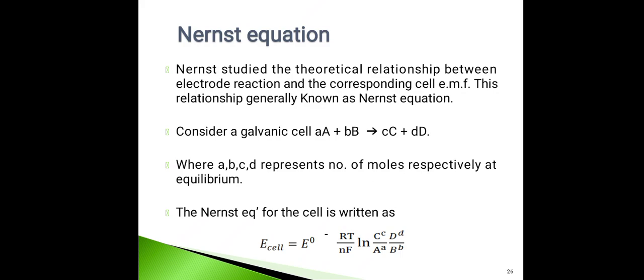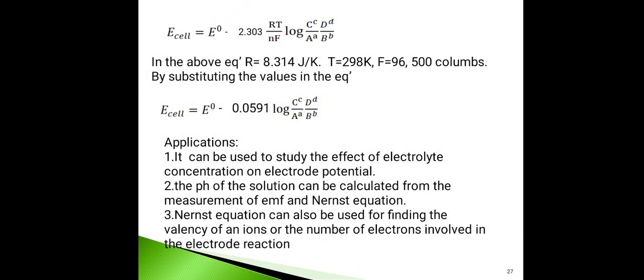Then we will finally get the modified equation: E cell equals E naught minus 0.0592 divided by n log of the concentration of the products, C to the power c and D to the power d, divided by the concentration of the reactants, A to the power a and B to the power b. This is the Nernst equation.